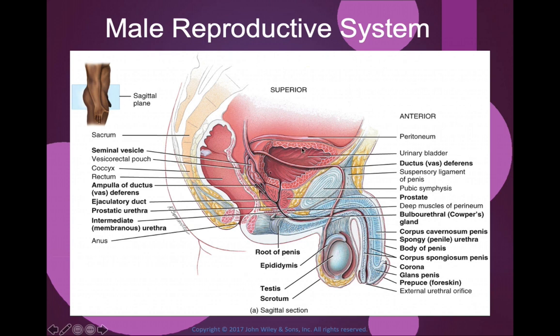This structure here is the urinary bladder. So it releases urine through here into the urethra. This is the spongy urethra. Here is where we have some semen and sperm that can come through here. So they both end up going through the same spongy urethra upon exit.